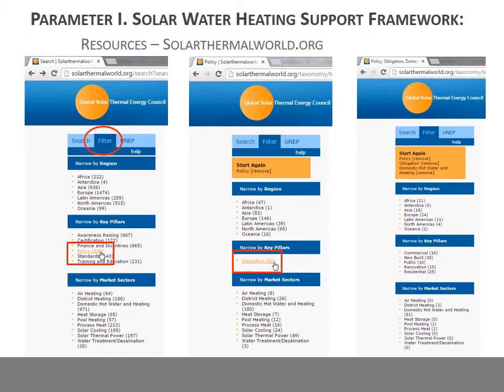In this example, we have used the filters to list all policy obligations related to domestic hot water. You can see that we can use additional filters to narrow the results down by region. In this case, there are several articles on obligations in most regions of the world.